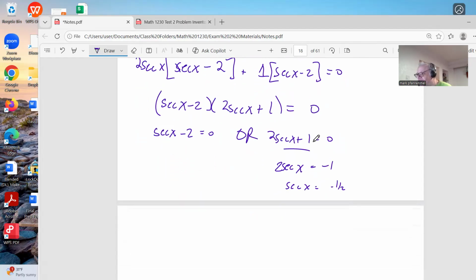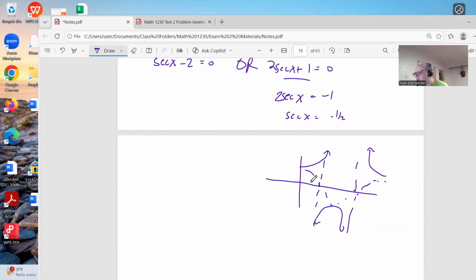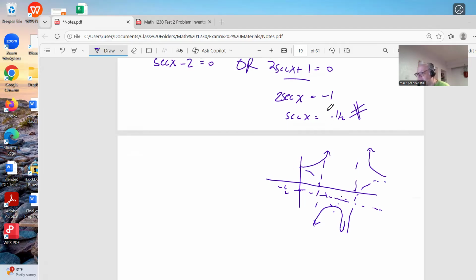Now, do you remember what the graph of secant looks like? Kind of, sort of, but let's go ahead and dot this thing as a cosine, and there's a couple of asymptotes here. This is just a really quick graph to see what's going on. There's a graph that looks like this, and there's a graph that does this. Now, where is negative 1 half? Negative 1 half is down here somewhere. This is my negative 1 half. As far as the solid line for my secant and negative 1 half, these never intersect. This is not an answer that can happen. So this does not contribute to my solution.